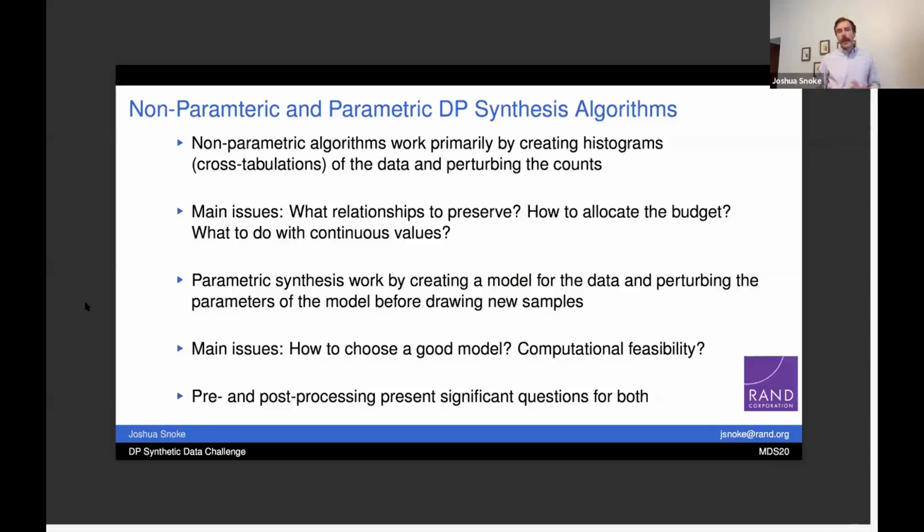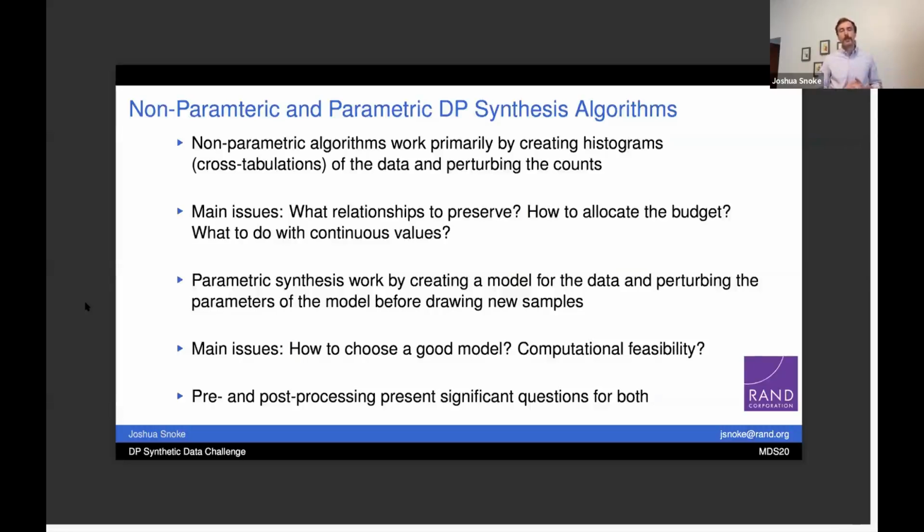The main issues that you kind of have to figure out when you're using these types of approaches are what relationships to preserve. So this gets to the idea of collapsing the domain space. So if you just look at every possible bin, every possible combination of every variable, it's a huge sparse space. And so really, if you want to have good utility, you have to collapse that in some way. You have to basically assume some of those are 0.